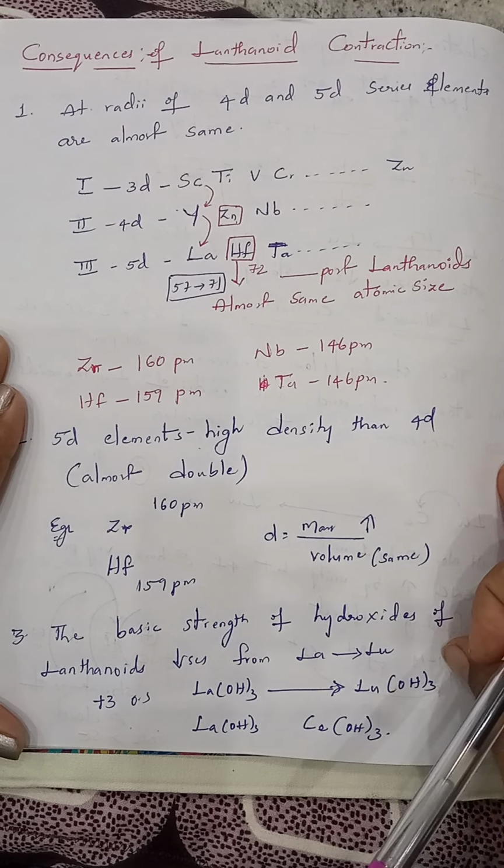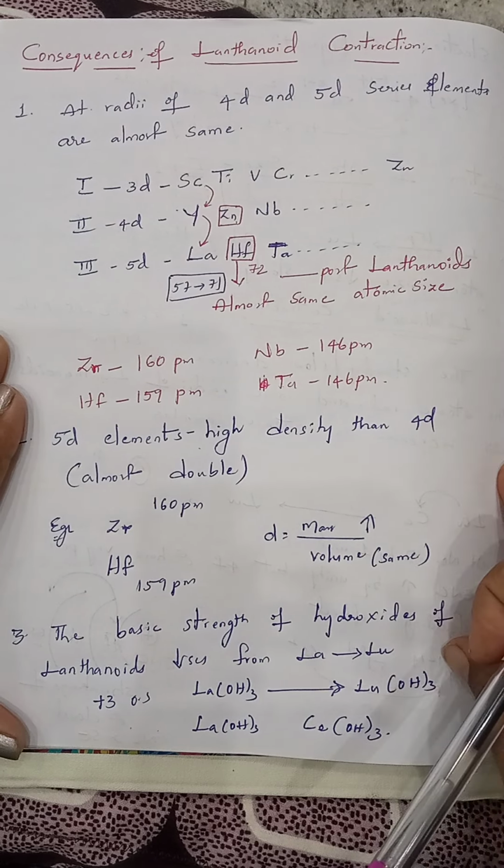They contain almost similar sizes due to lanthanide contraction, because these are the elements which come between lanthanum and cerium. So the elements present in the 5d series and the 4d series have almost similar atomic sizes, that is, the atomic radii are almost the same.